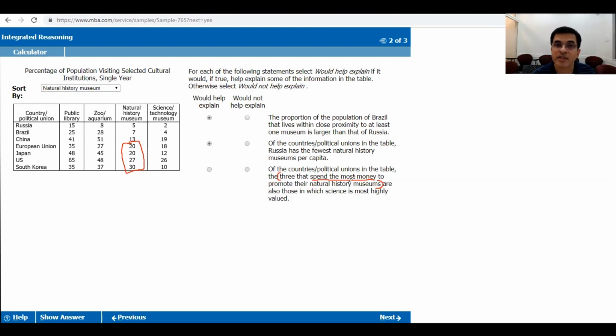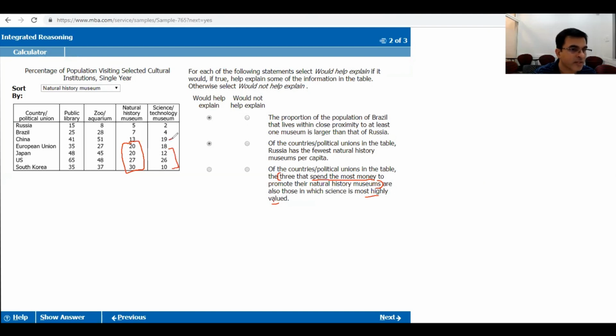First of all, it is not necessary that for those countries that spend the most money, the majority of people also visit. They might spend money, but they might be wasting their money also. So we have no automatic correlation between spending money to promote a museum and the percentage of population actually visiting the museum. Secondly, even if for some reason you were to assume this to be true, that there has to be a correlation, when we check with science is most highly valued, which again we have to assume means they visit the museum, which is fine. If it's valued, they're likely to visit a science museum. We don't see a correlation in terms of top data out here.